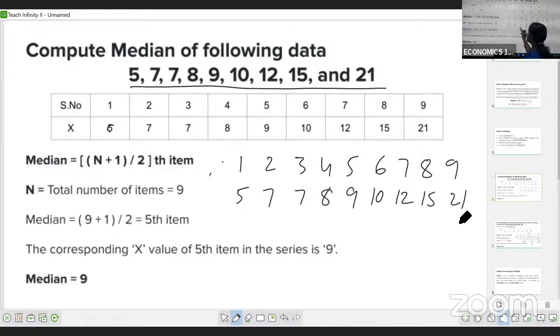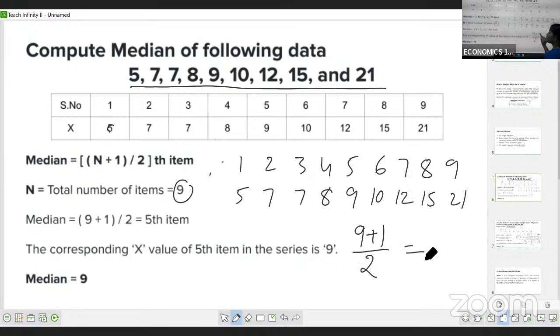So, how many numbers are we having? 9 numbers now. 9 plus 1. The formula now is n plus 1 divided by 2. N is the total number of items. We have a total of 9 items. So, 9 plus 1, then divided by 2. 9 plus 1 becomes 10. Then by 2. 2 fives are 10.